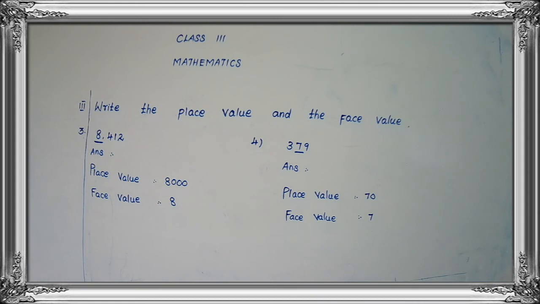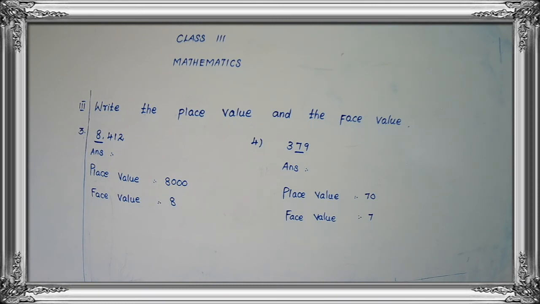See the first one. What is this number? 6262. Yes or no, children? Which number is underlined? 6 is underlined. The first box is face value. Face value means you see the underlined digit and write it as the face value.